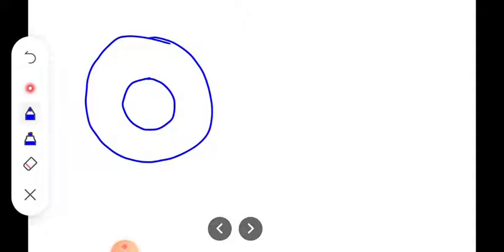So in the central part, suppose the maximum number of arrows will be targeted. In that case the athlete will get the maximum points. Every archer tries to target the center of the target board. Suppose any archer targets the maximum number of arrows in the center, he will get the maximum points.